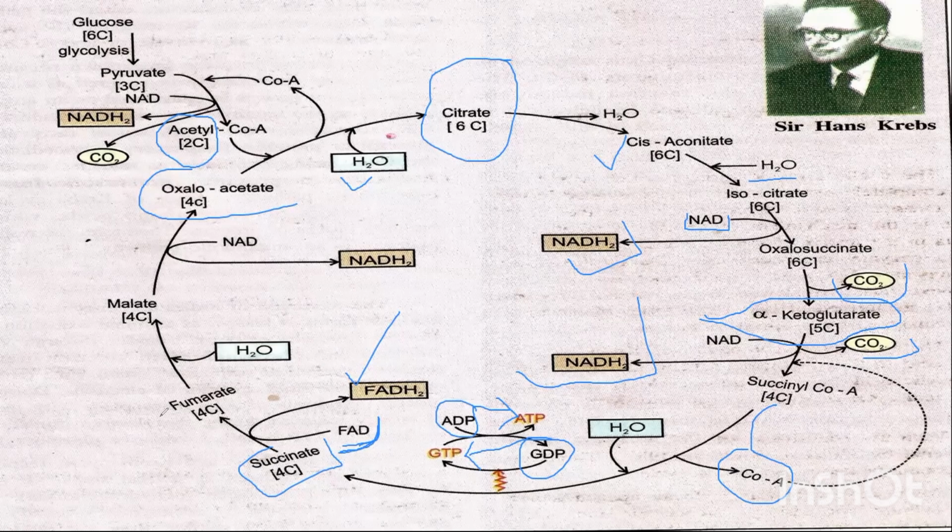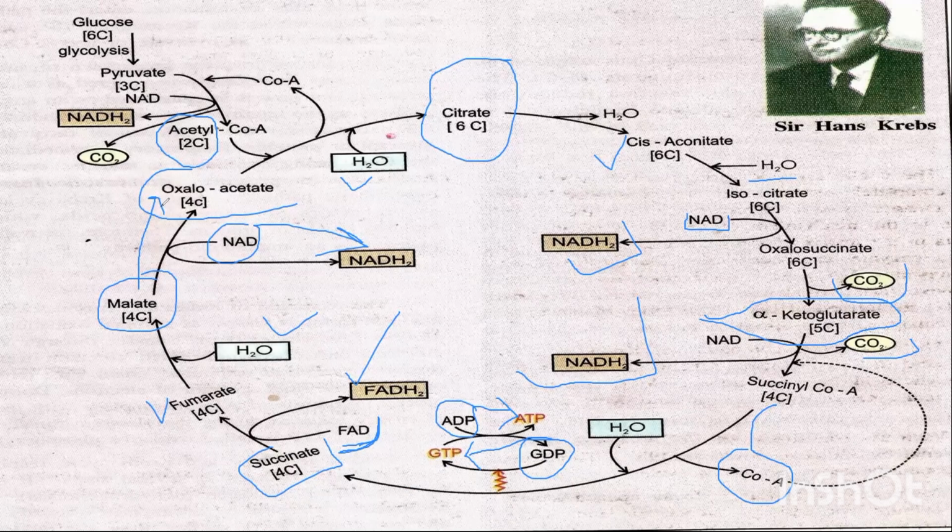Now this fumarate, once again, it will undergo hydrolysis, and it will be converted to another organic acid that is called as malic acid. Now this malic acid is again undergoing oxidation. NAD will be used, NADH2 will be produced, and that malic acid will be converted to oxaloacetic acid, which is available for repeating the process. So oxaloacetic acid will be again regenerated. It will be available for repeating all the processes.